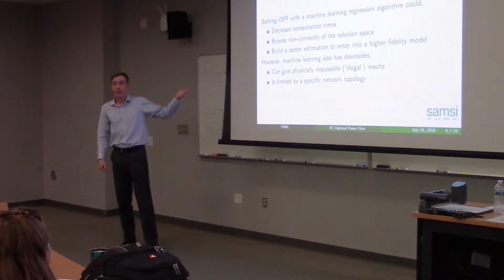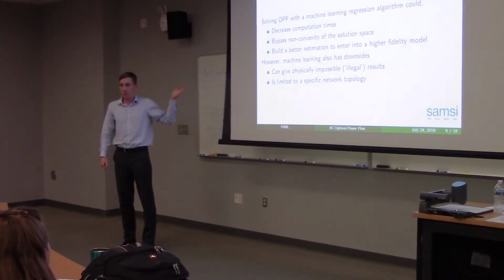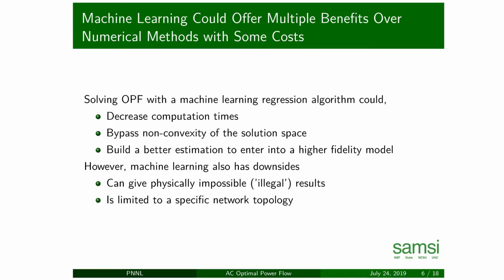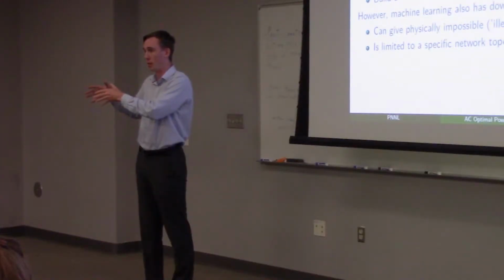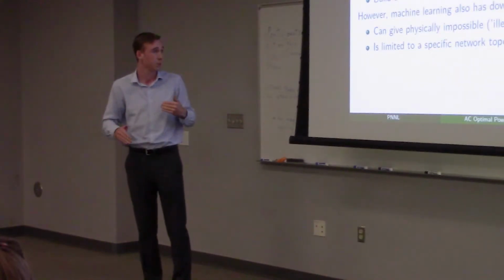So the way we think we're going to do this is with machine learning. Machine learning has a few benefits over numerical methods for solving OPF. First, you can decrease computation times. Second, you could bypass the non-convexity of the solution space. It's something that's not as big of an issue for machine learning as it is for numerical methods. And you can build an estimator that then gives a guess that you can put into your higher fidelity model so that you can still have the same accuracy, but you get there much faster.